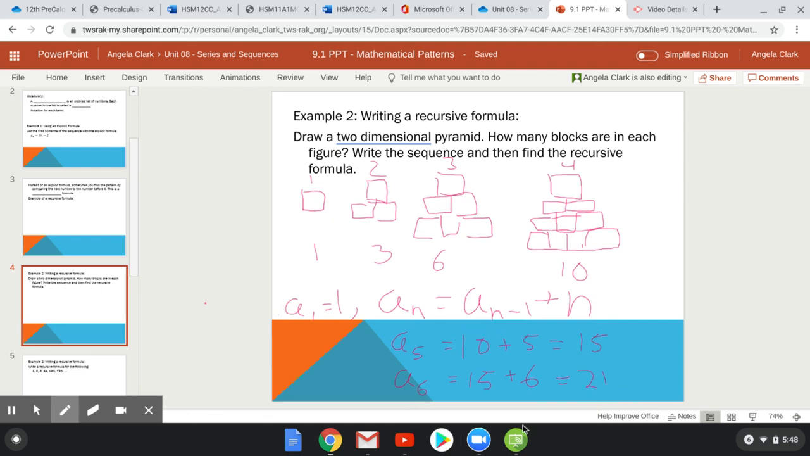And if you want to draw a triangle and check these are the actual numbers that you get, you can do that.